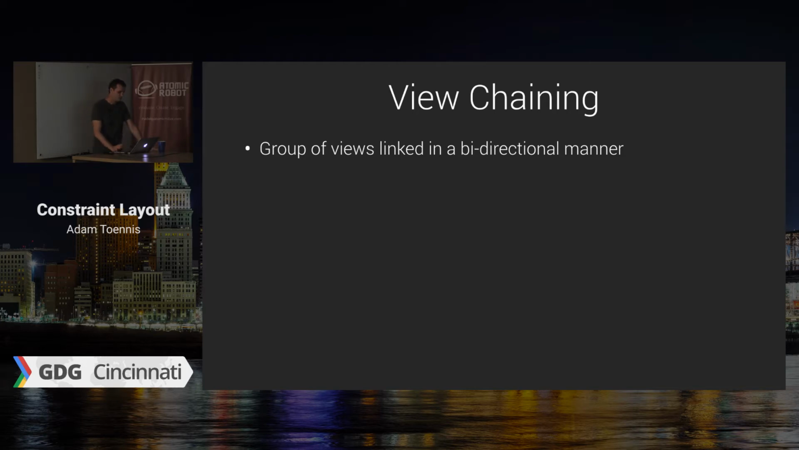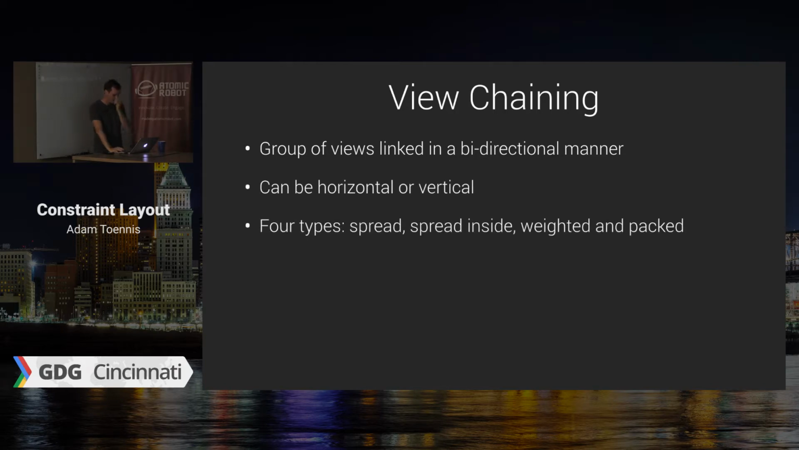It's a group of views linked in a bidirectional manner. Since I'm using horizontal all the time, if you have two views, they need to be linked to each other, left and then right. I'll show you a picture in a little bit, but they need to be linking to each other, basically. Once they're linked together, that's called a view chain. You can do this with any number of views. I haven't done this, but they also said you could do this vertically and horizontally at the same time. So it can be horizontal or vertical.